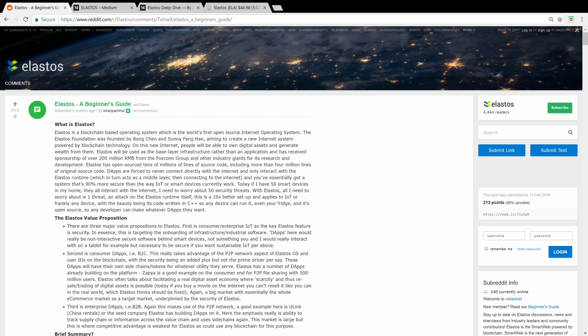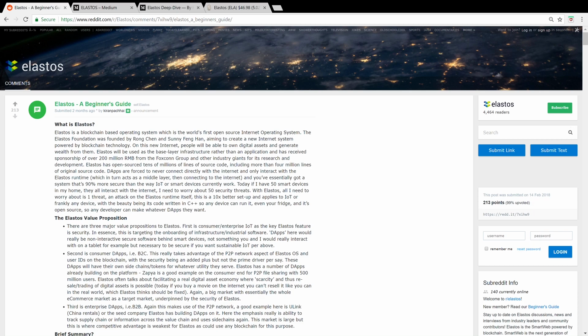On this new internet, people will be able to own digital assets and generate wealth from them. Elastos will be used as the base layer infrastructure rather than an application. Now, the dApps on Elastos are forced to never connect directly with the internet and only interact with the Elastos runtime. With this method, they say that the system is 90% more secure than the way the Internet of Things and smart devices currently work.